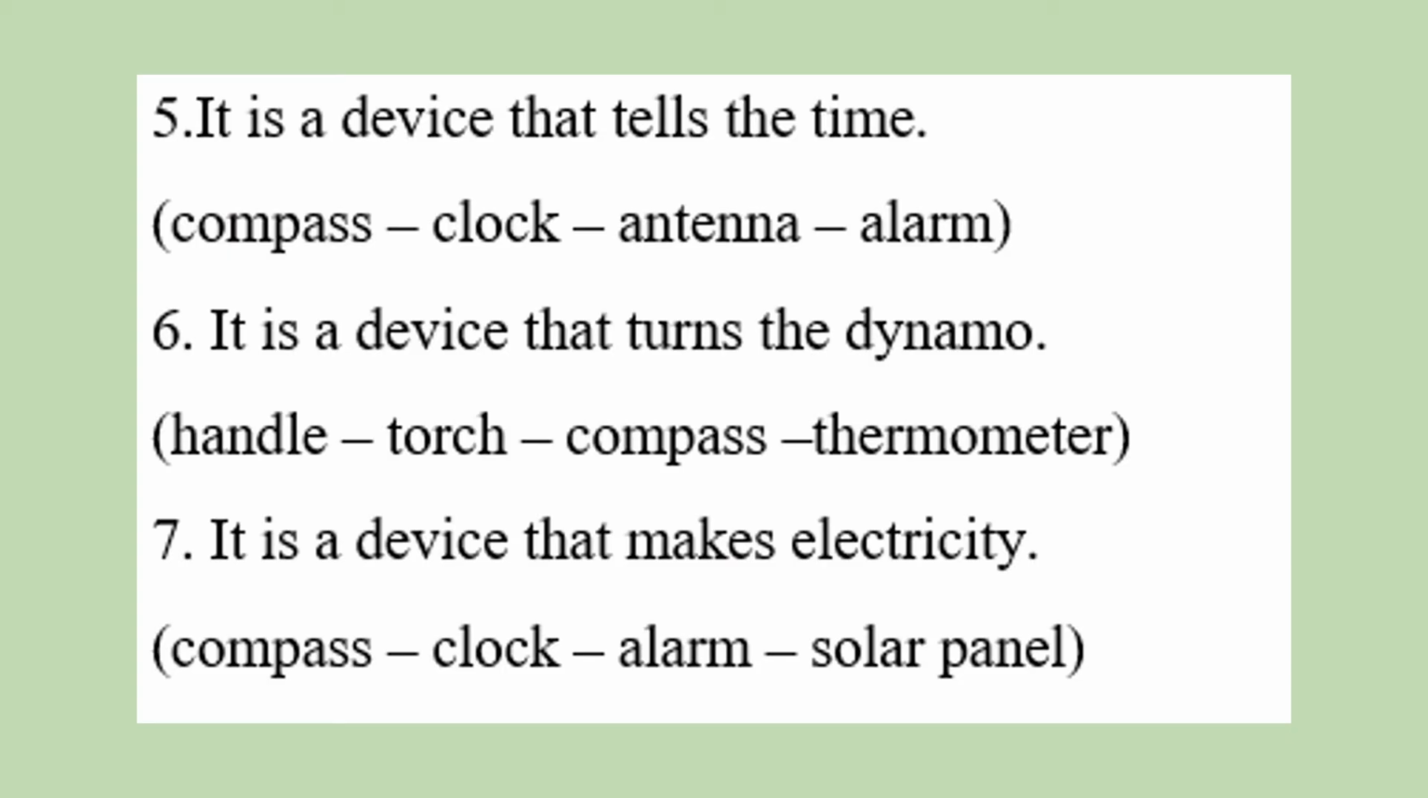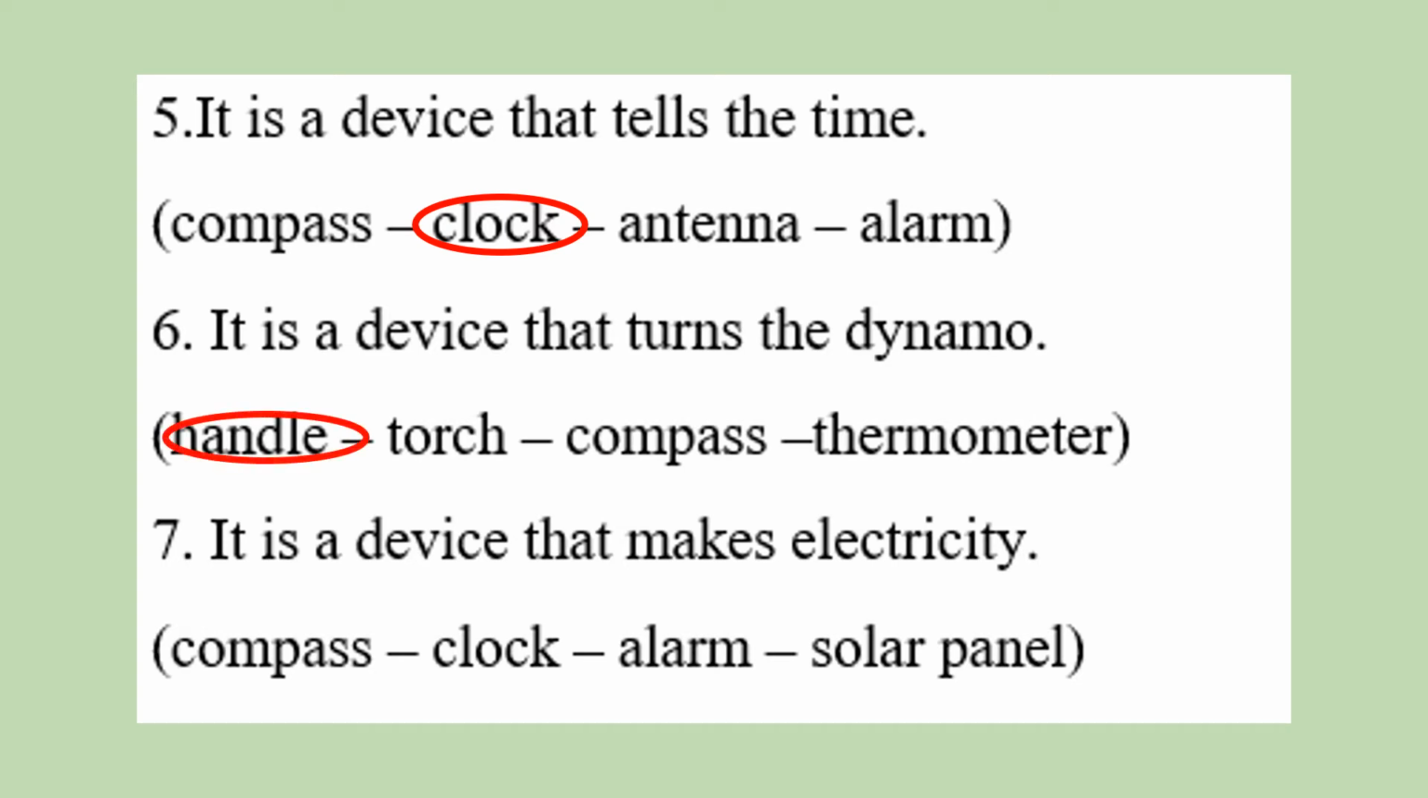Okay, now let's continue choosing the correct answer. Number 5, it is a device that tells the time. Compass, clock, antenna, or alarm. Very good. It's the clock. The clock tells the time. Number 6, it is a device that turns the dynamo. Handle, torch, compass, or thermometer. Excellent. The answer is handle.